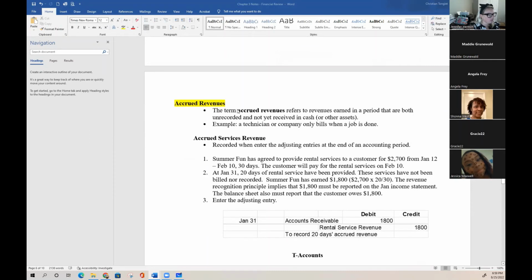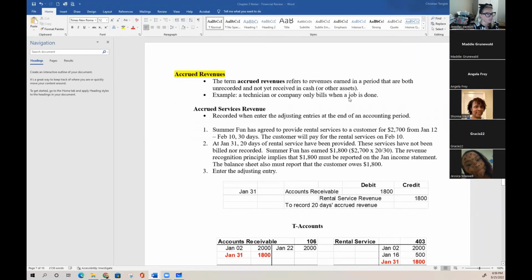So we have accrued revenue. So this is a revenue that's earned in a period that are unrecorded and not yet received in cash. So we have a technician or a company that only bills when the job is done. So maybe we can't bill the client the job until it's completed. And maybe it takes us 2 different months in order to complete the job. On my books, I know that a portion of it is in the first month and a portion of it's going to be in the second month because I've done some of the work and I can't bill them yet.